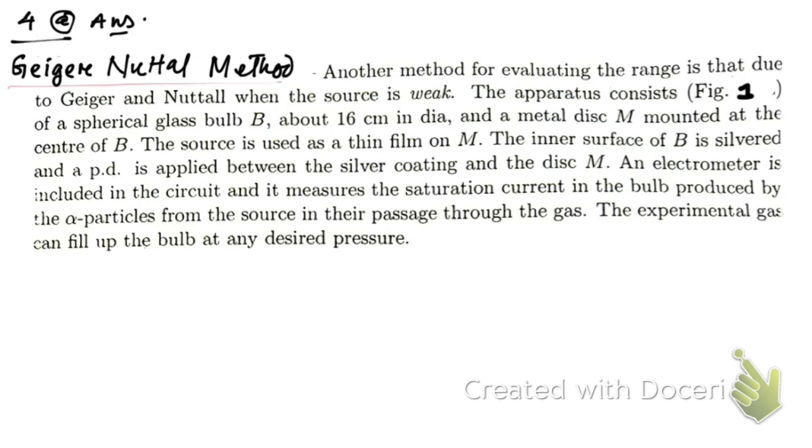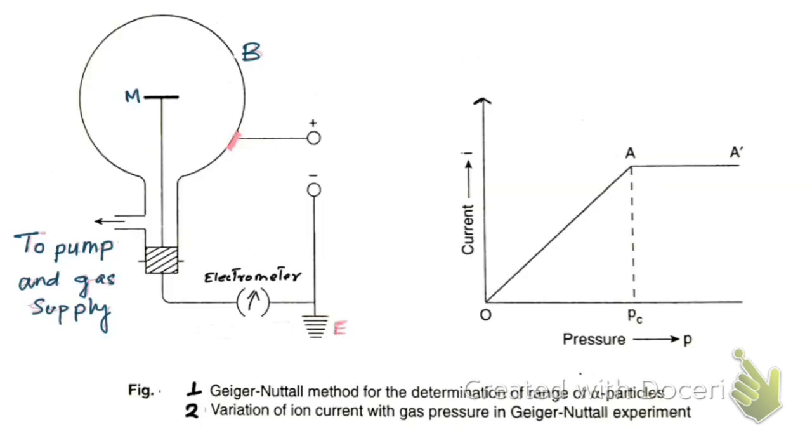In this method, first take the screenshot of this. Let me go to the diagram straight away. Here you see, this is a bulb. It is not the kind of bulb that consists of a filament which glows. Here we have a metal plate M, and this is the bulb. Here we have applied a potential difference, and the inner surface of this bulb is silver coated. This is silvered.